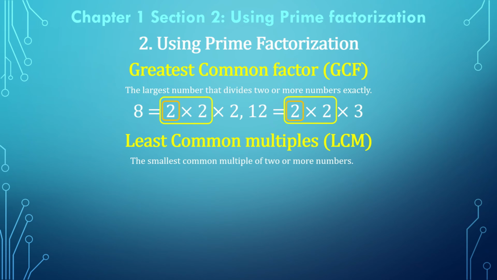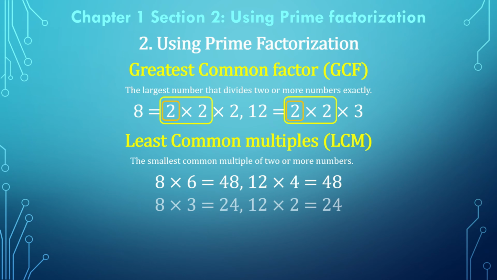The latter is the smallest common multiple of 2 or more numbers. 8 times 6 equals 48. 12 times 4 equals 48. So you can say 48 is a common multiple of 8 and 12. But there is a smaller common multiple. For example, 8 times 3 is 24. 12 times 2, 24. 24 is smaller than 48. No smaller multiple of 8 and 12 here. So 24 is the least common multiple of 8 and 12.